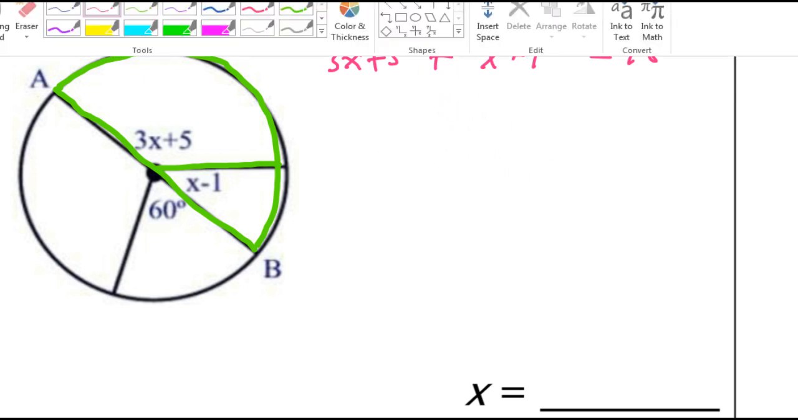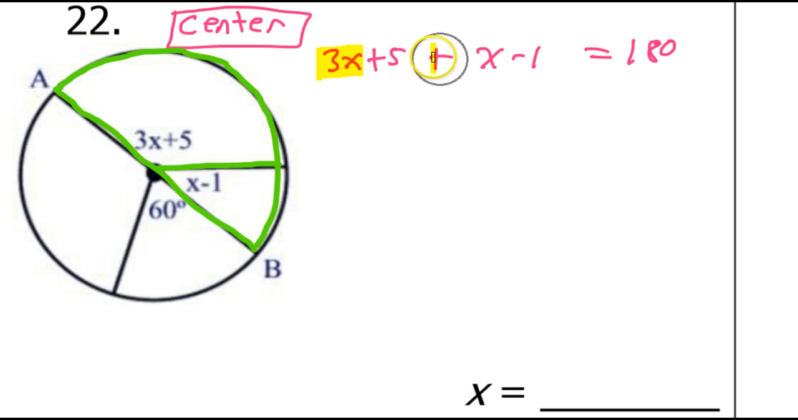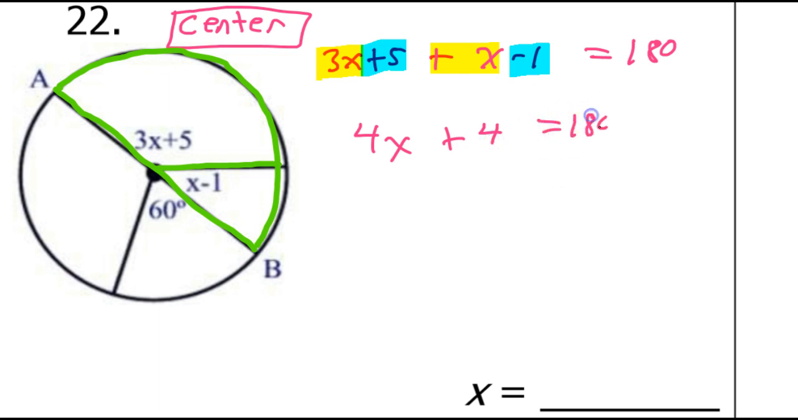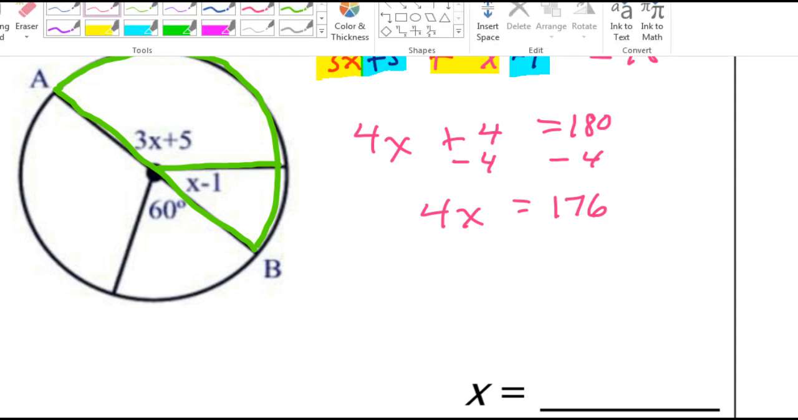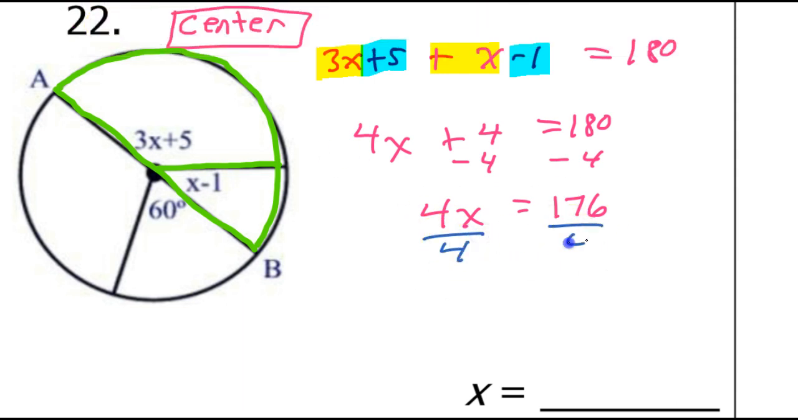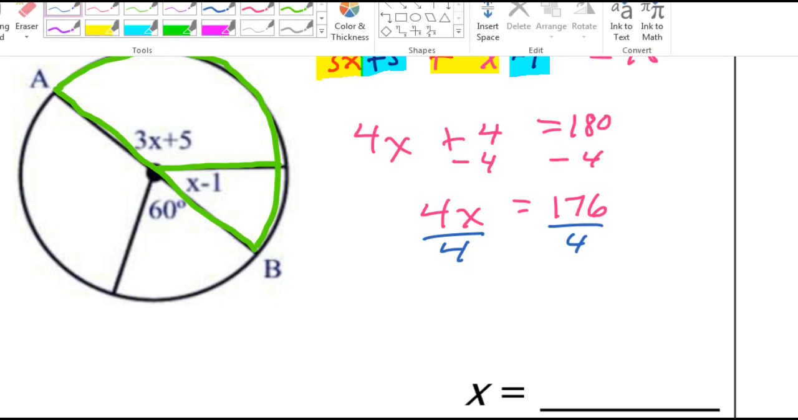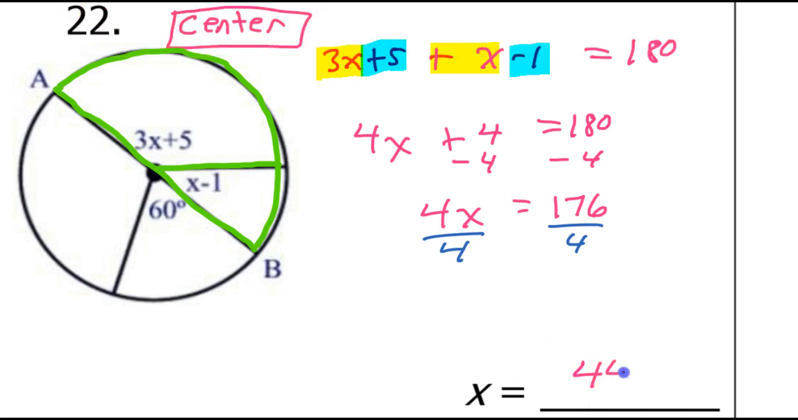So like terms, I've got the 3x and I've got x. And then later I have 5 and negative 1. So just combine your like terms. So you're going to get 4x plus 4 is equal to 180. So of course we'll subtract 4 from both sides. So that's 176. And then we'll divide by 4. I don't know that off the top of my head. What's that going to be? 44?